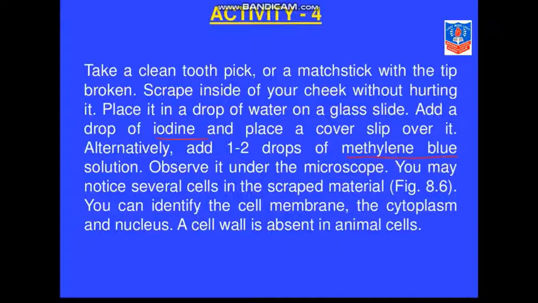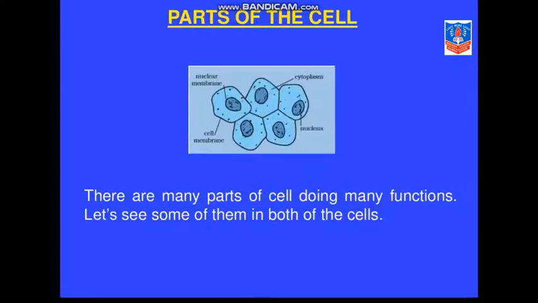ये आप खुद के cheek के cell के साथ experiment कर रहे हैं. उसमें क्या क्या note करेंगे? You can identify the cell membrane, cytoplasm and nucleus. A cell wall is absent in animal cell. Very important. It is only present in plant cell.